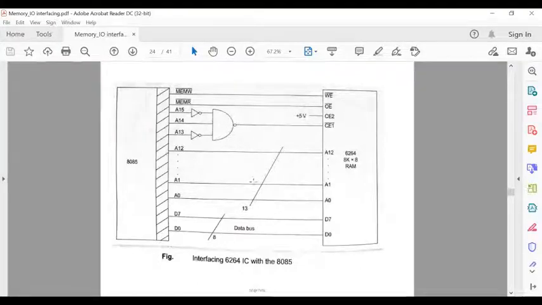So only 13 address lines must be connected to both of them. Data bus lines must be connected to both of them, 8 data bus lines, and the remaining 3 address lines are A13, A14, A15. As per the memory mapping table, A13 is 0, A14 is 1, that's why it is directly connected to the input of this NAND gate, and A15 is 0. So A13 and A15 are 0. Now to make them high, you need to connect an inverter over here, so that the inputs of this NAND gate will be all 1.